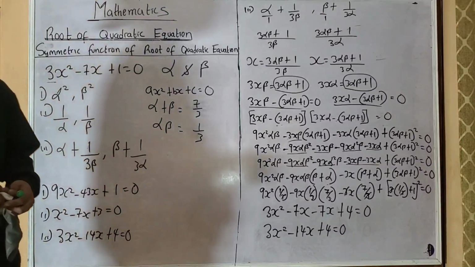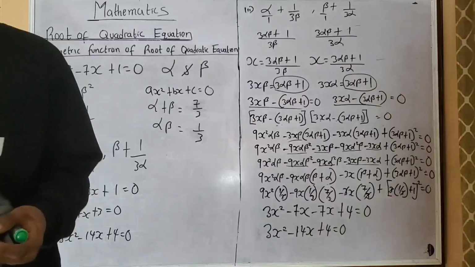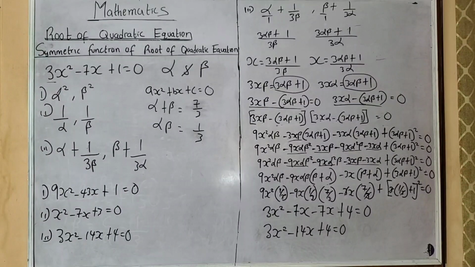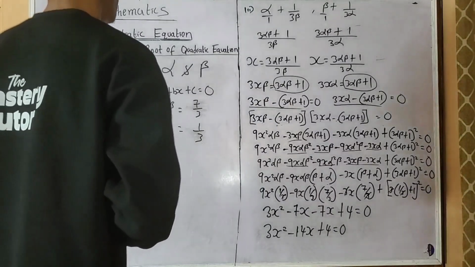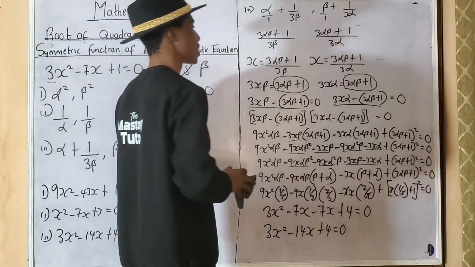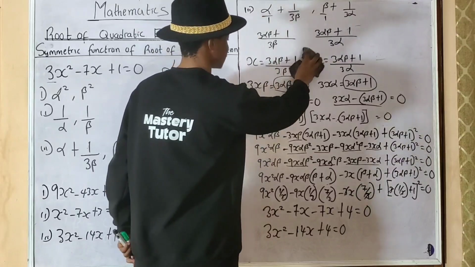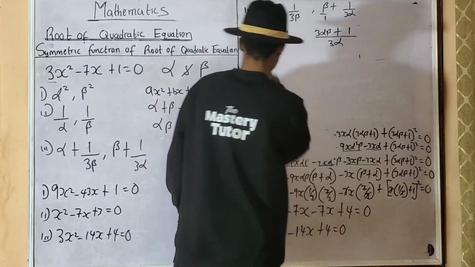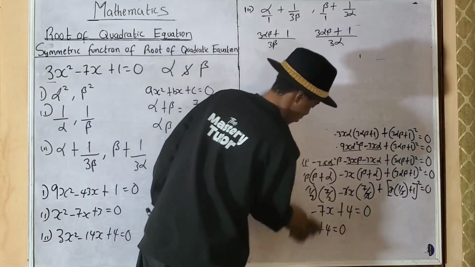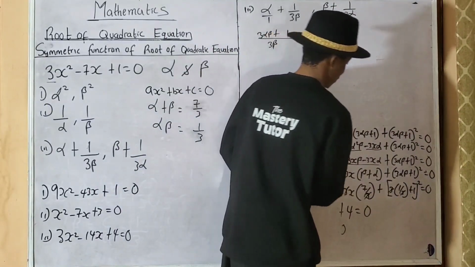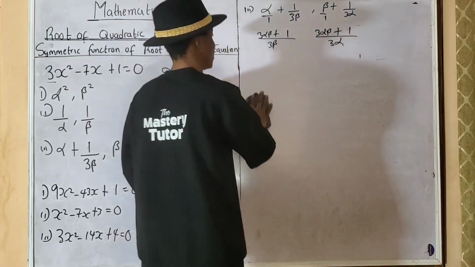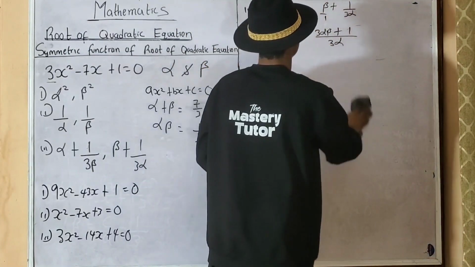Now, if you don't want to approach the question this way, you can approach it using the first method. Are you getting it? You first have to find the sum of the roots, then you proceed to find the product of the roots. Okay? So I'm going to approach the question that way. Just pay attention. Let me erase this now. Okay. Now we have both roots.